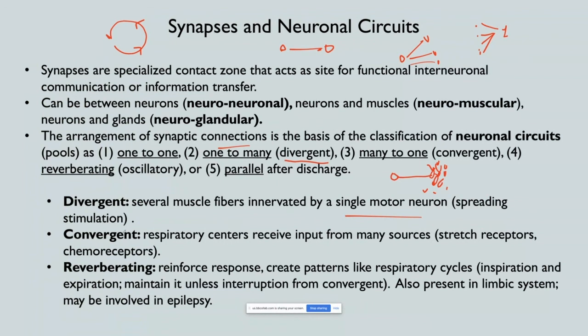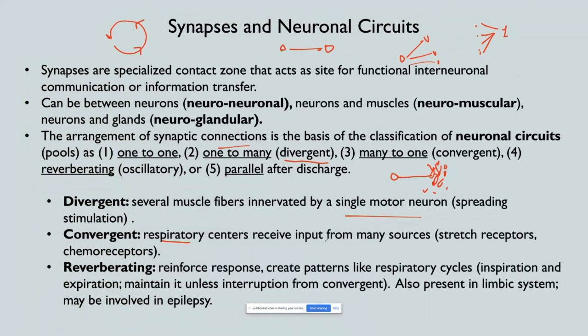One-to-many. Convergent, we can set the example of the respiratory centers. And also the decision that we made to stay in that restaurant. We consider different factors to decide if staying or not in that place. For example, the respiratory centers receive input from the lung stretch receptors, from the chemoreceptors in the aorta and carotid, from the hypothalamus that is measuring the pH of the cerebrospinal fluid, the blood, and the concentration of CO2.